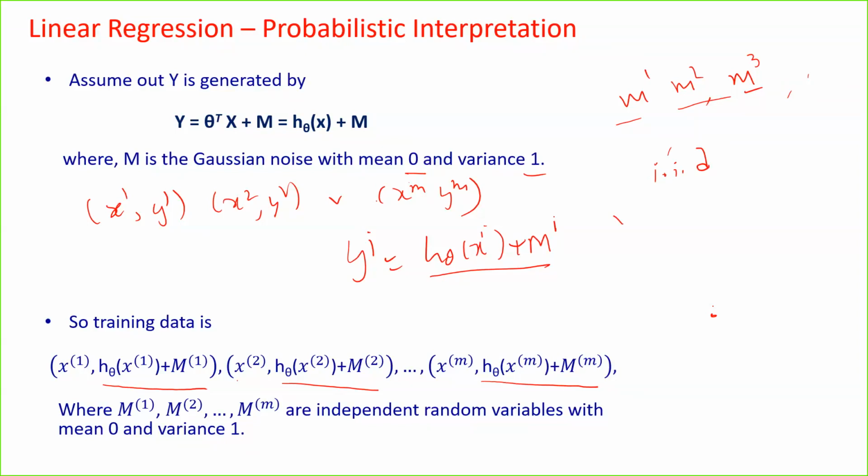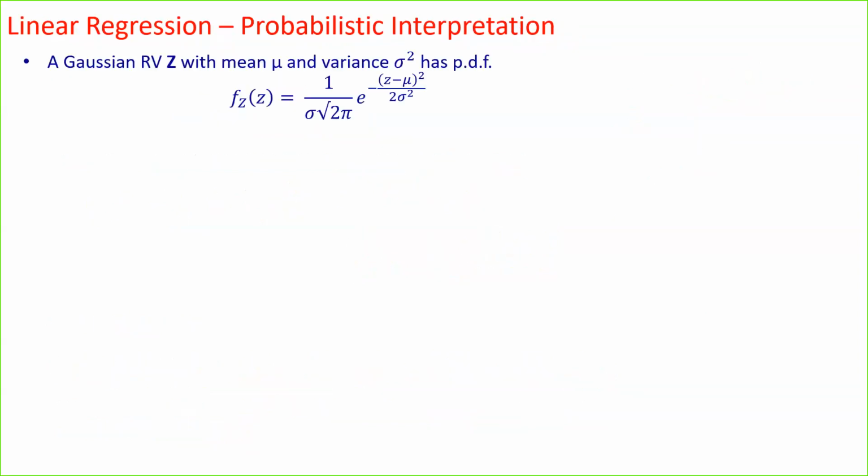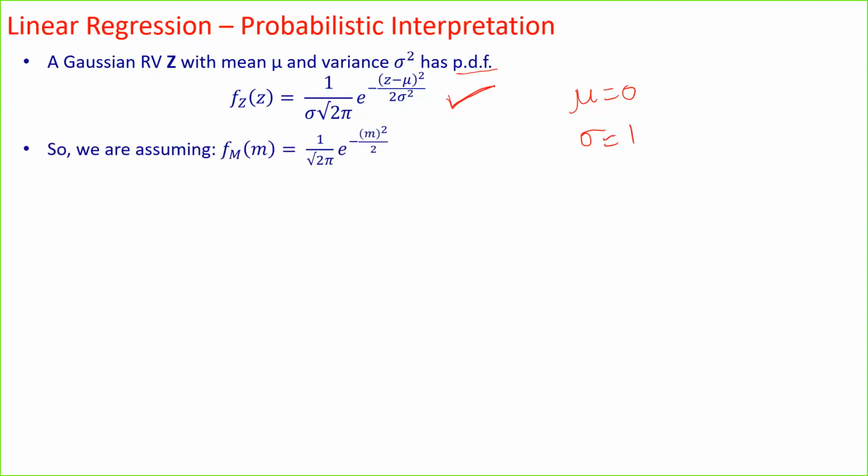So do you remember the Gaussian distribution formula? If any variable z has a mean mu and variance sigma square, then it has the following probability density function. This is the Gaussian distribution formula that I hope you remember, because yesterday only we discussed this, right? So now what we are saying, m is a Gaussian variable with a mean equal to 0 and variance equal to 1. Can I substitute and get the probability density function for m? Yes. So substitute mu equal to 0 and sigma equivalent to 1. You will get this. Okay.